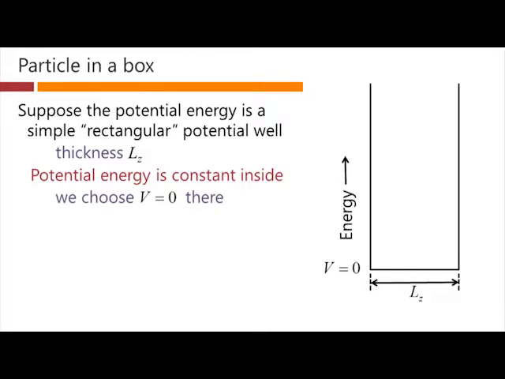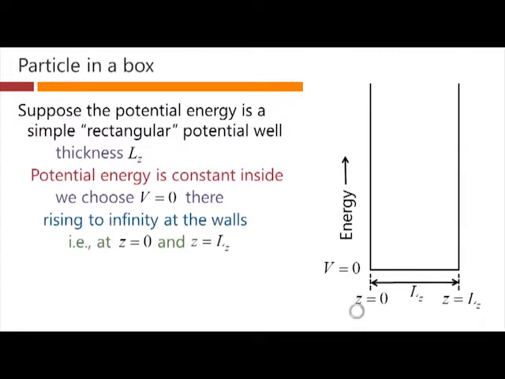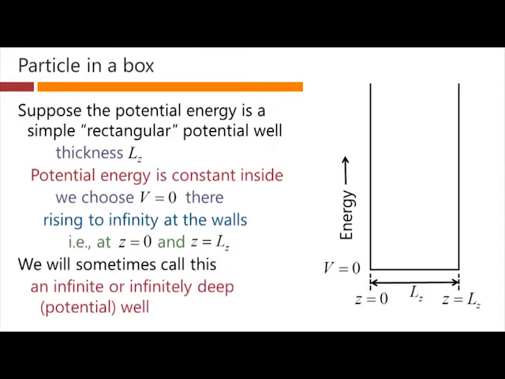Now, it does not matter what we choose for this energy. We'll get the same actual physical results in the end. And so we can choose it to be anything we want that is convenient for our algebra, so we'll choose it to be 0. And then at the walls, we imagine that the potential energy would rise up towards infinity. So at z equals 0 and z equals Lz, the potential rises up to infinity. And sometimes we'll call this potential well structure here an infinite or an infinitely deep potential well, or just an infinitely deep well.